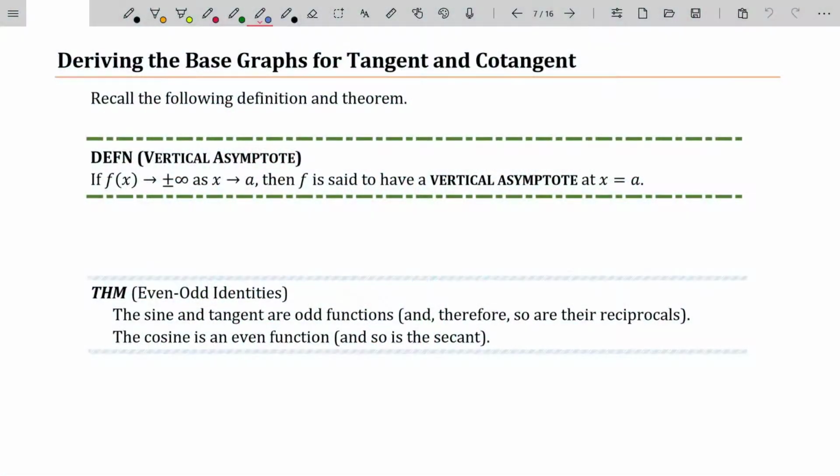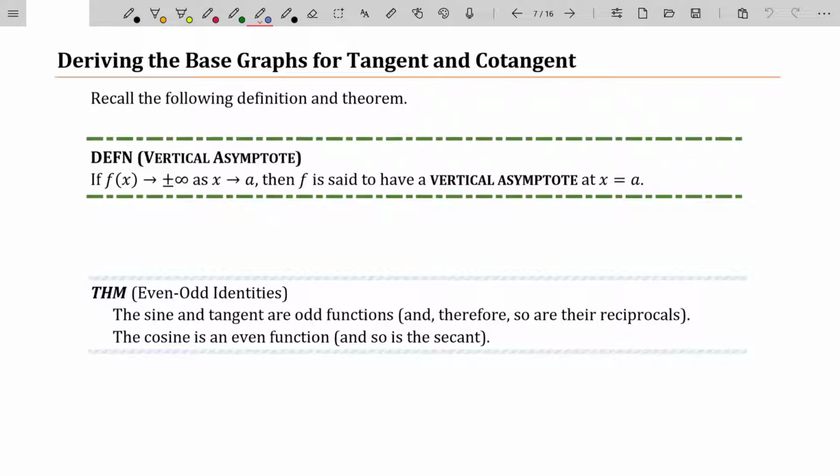Hello, my name is Roy Simpson, Professor of Mathematics at Cosumnes River College in Sacramento, California. In this video, we're going to derive the base graphs for the tangent and the cotangent. Rather than repeat everything that I already did in the video on the derivation of the secant and cosecant functions, I'll just remind you. Definition of a vertical asymptote. We're going to need that.